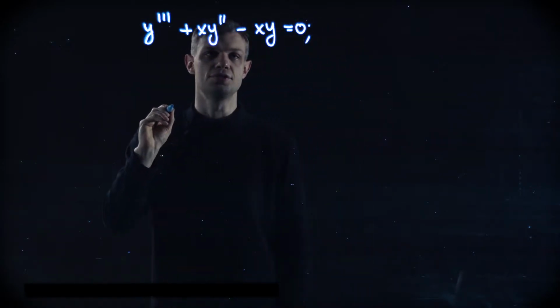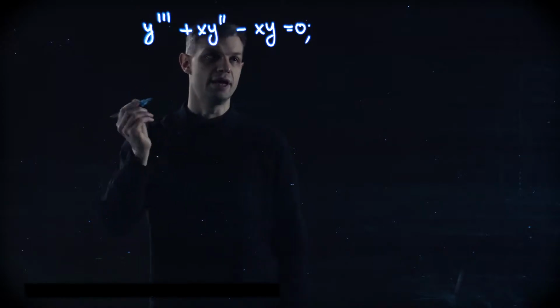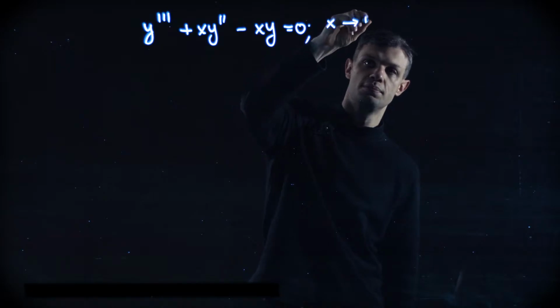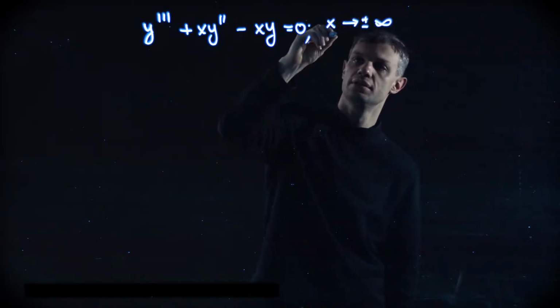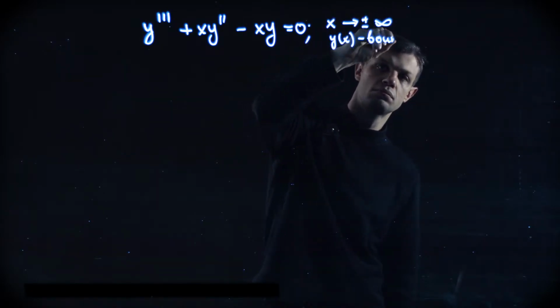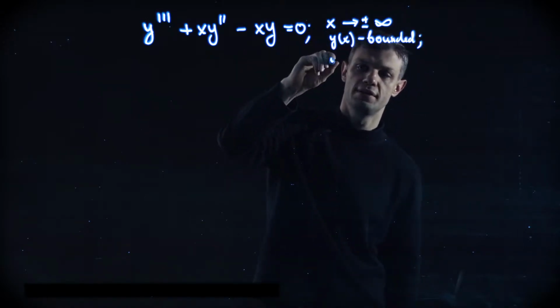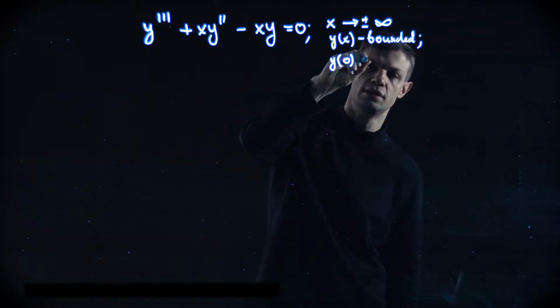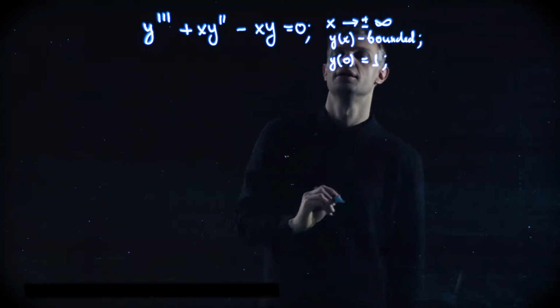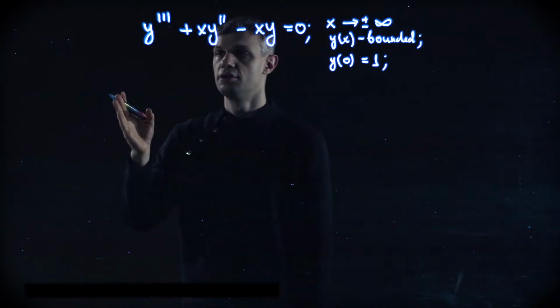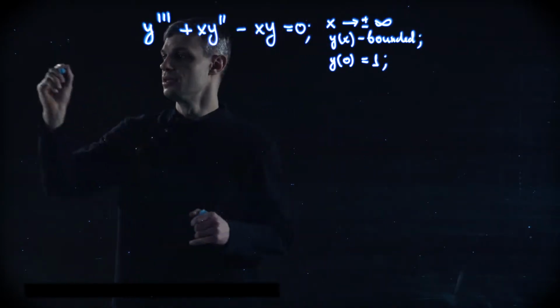This time we'll be interested in the solution which is finite or bounded at x tending to plus and minus infinity. And we'll normalize the solution at the origin by the following condition. Right. So let's write down our p and q polynomials.